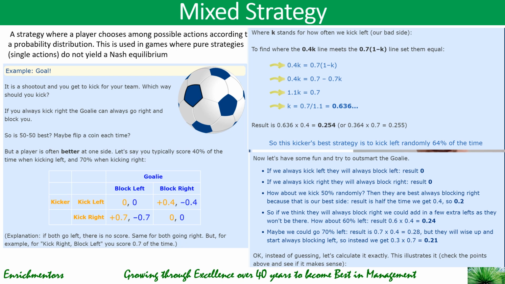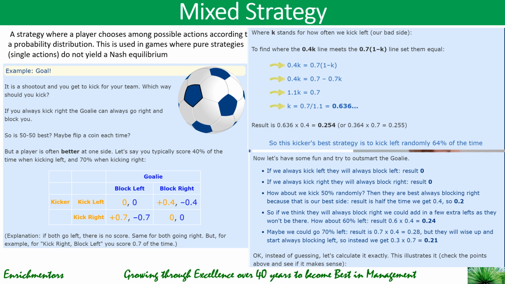Right. So let's look at what is the optimal play. Let K stand for how often we should kick left, your bad side. So your score will be 0.4 into K, up to a certain point. Now, what is that point? That point will be 0.7 into (1 minus K). So you put these equal and you get a K of 0.64. So your best strategy is to kick left randomly 64% of the time, right?